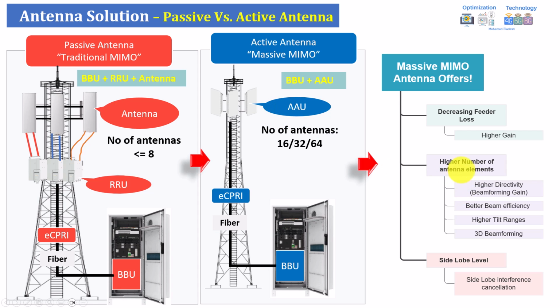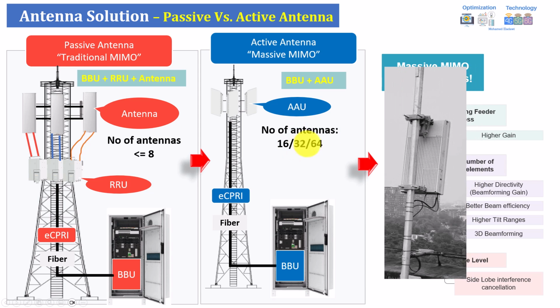The next point is about the integration. As you can see here, this is the main difference: decreasing the feeder loss. And this one introduces a very high number of antenna elements into the antenna, which is reflected in the number of transmissions. So let me show you.